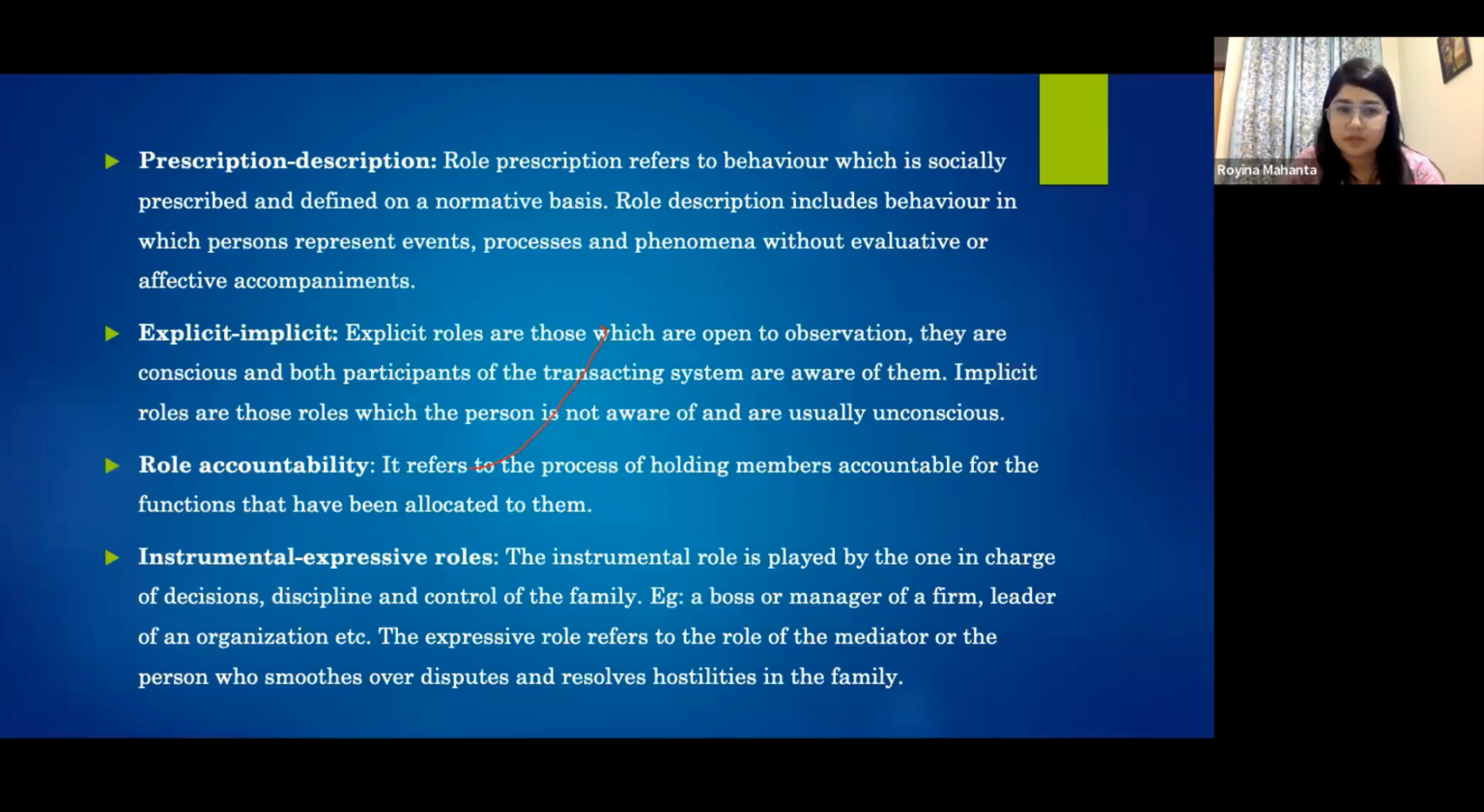Then we come to instrumental and expressive roles. Instrumental role is played by the one in charge of decisions. So usually whoever takes decisions or takes care of discipline and control within a family is said to be playing the instrumental role. Like, for example, usually fathers are considered to be head of the family, or whoever is the leader within the household would be playing the instrumental role. The expressive role refers to the role of the mediator or the person who smooths over disputes and resolves hostilities in the family. So whenever there is any kind of conflict or dispute in the family, which person usually steps forward and is the one to diffuse these fights and resolve these fights? That particular person is usually someone who is very warm, compassionate, and brings the family together when there is any kind of conflict.